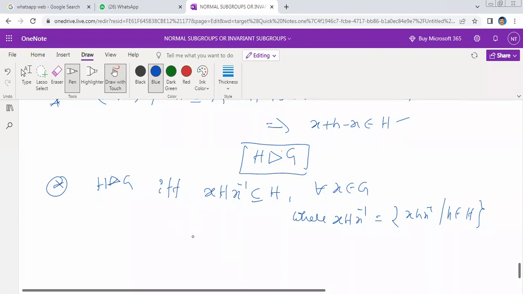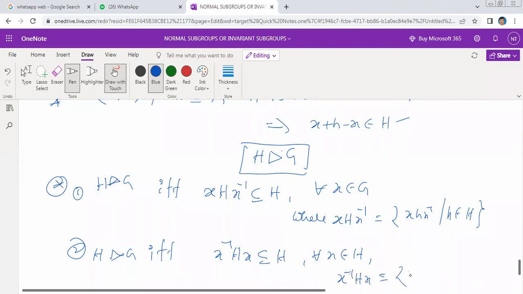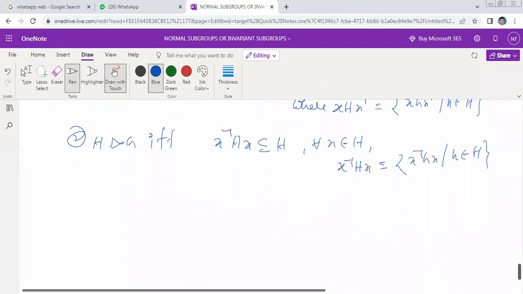Right? And also, it is also written as X inverse H X, both are same. X inverse H X is contained in H for every X belongs to G. Both are the same indication. H is a normal subgroup of G if and only if X H X inverse is contained in H for every X belongs to G. The notation of X inverse H X is X inverse small h X such that h belongs to capital H. Right? So now the most important is proper and improper normal subgroups.